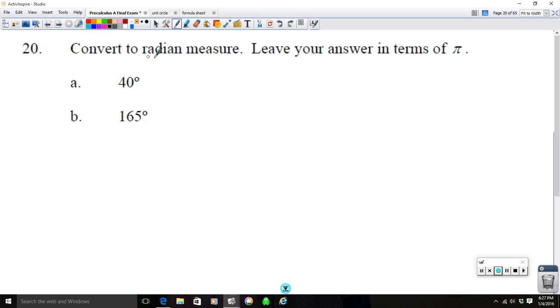Convert to radian measure. So when we convert from degree to radian, we're multiplying by pi over 180. It looks like, I don't have the sheet in front of me, but I believe this is a non-calculator section. So this you have to reduce by hand. So 40 pi over 180. And then you're going to just, 20 goes into each one of these. 20 goes into 40 twice, and goes into 180 9 times. So this becomes 2 pi over 9.